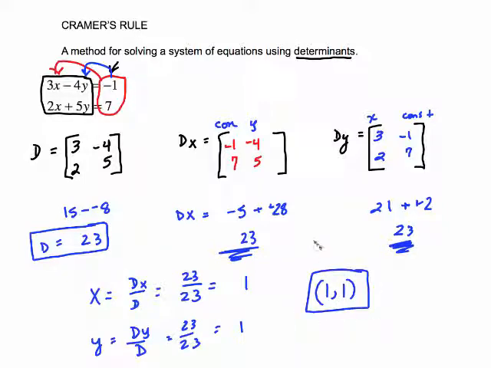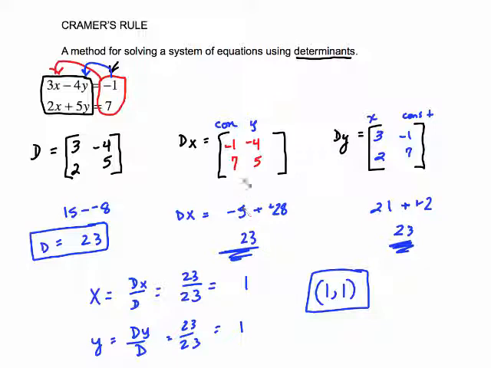So once you have your matrices set up, all you are doing is evaluating three simple 2 by 2 matrices determinant. So you can check also by plugging 1 in for x, 1 in for y in both these equations, and they both check. Two comments about Cramer's rule.